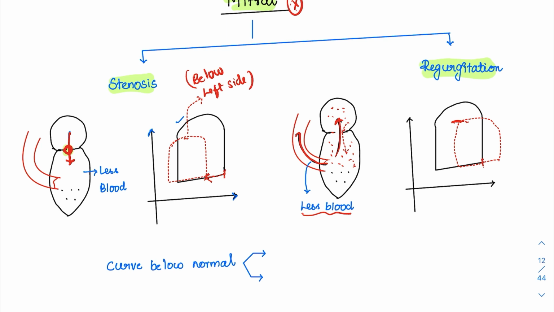Now it is below and to the right. Now what has happened here? It's not the exact mirror image. It has gone below and to the right. So that is what has happened in this condition, below and to the right.